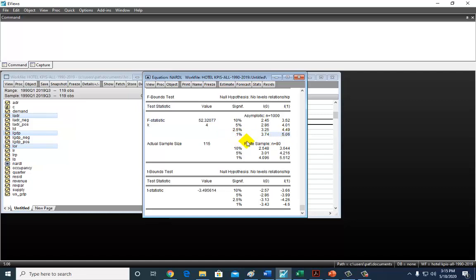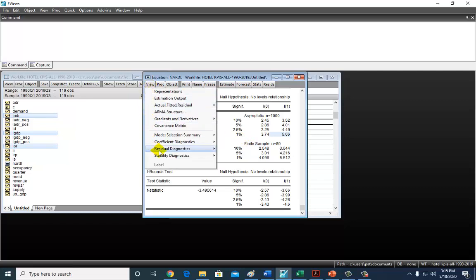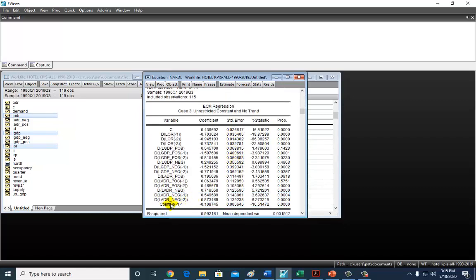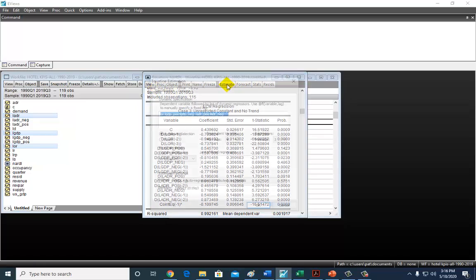So we conclude that when asymmetry is taken into account, the variables are cointegrated. And you could also go to View, go to your coefficient diagnostics and error correction form, and you would also confirm that the speed of adjustment here takes on the correct sign and is statistically significant. All right, so anyhow, this is what we got here.